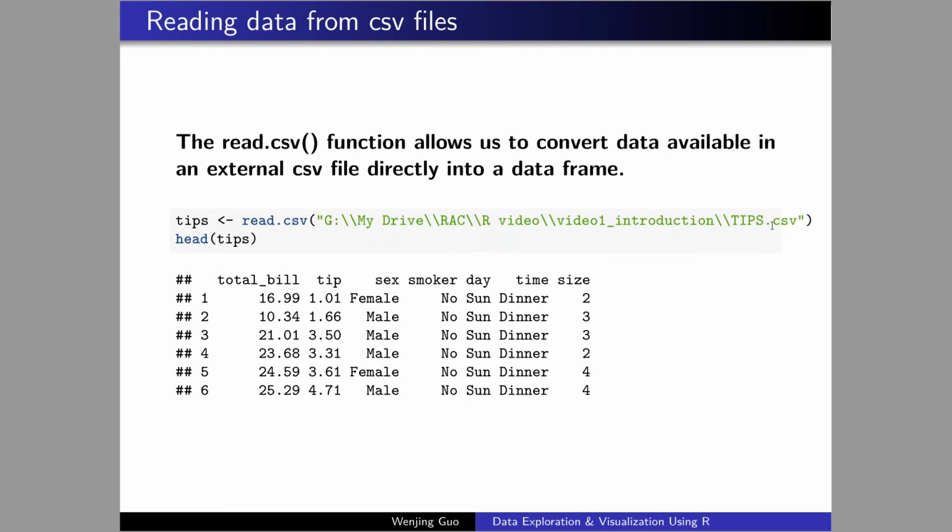The last part of this video is to show how to read data from an external CSV file and how to export data to an external CSV file. First, let's see how to read data from a CSV file. We can use the read.csv function. For example, we would like to read a CSV file named tips into R. We can use this command. In the quotation marks, we put the location of the CSV file and the name of the CSV file. If we use the head function, R will return 6 observations of the dataset.